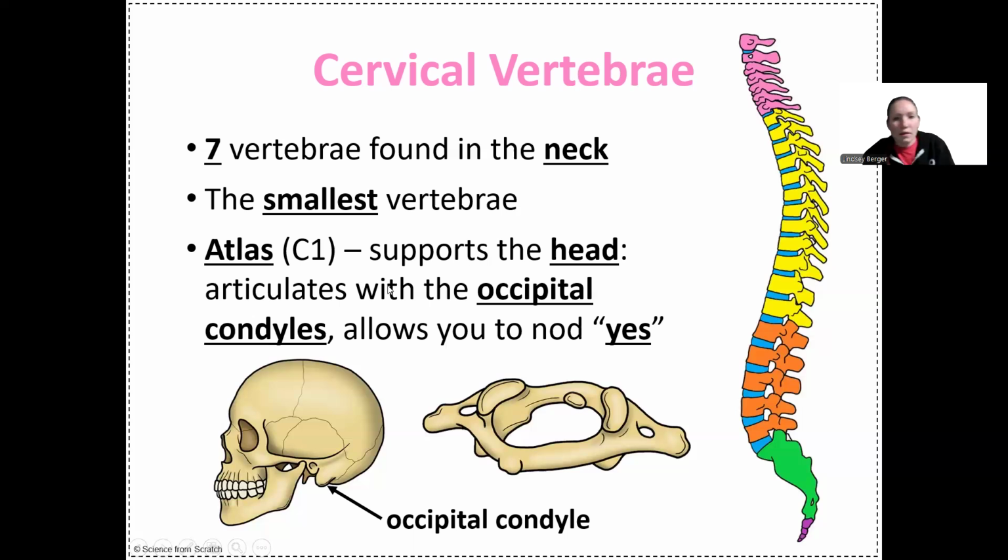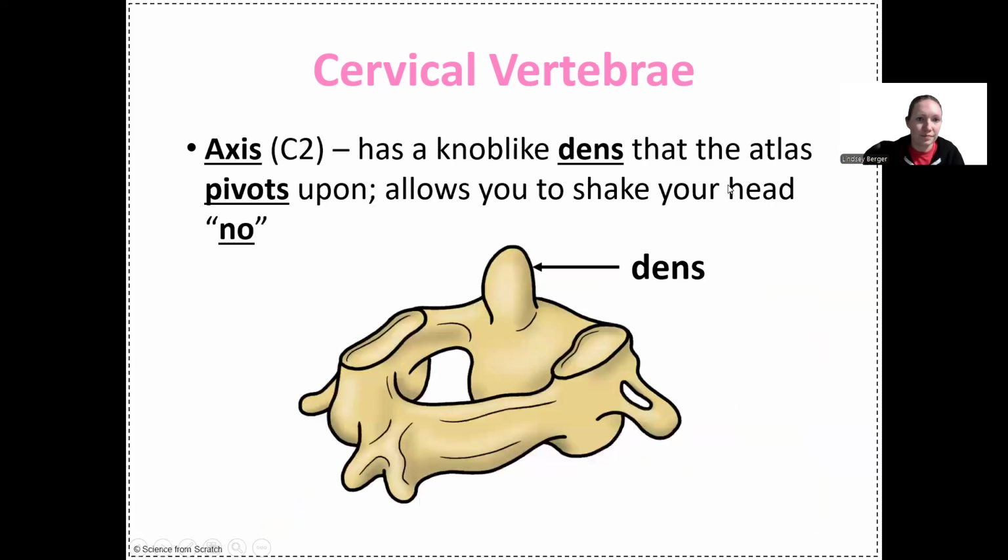Okay, then we go down to C2 because it goes one, then two. You're following me now? So we have Atlas, then we have axis. The Earth spins on an axis, right? It moves. We call this one axis. So what do you think it allows you to do? It lets me move my head like this, right? I can move my head side to side. I can spin my head on its axis.